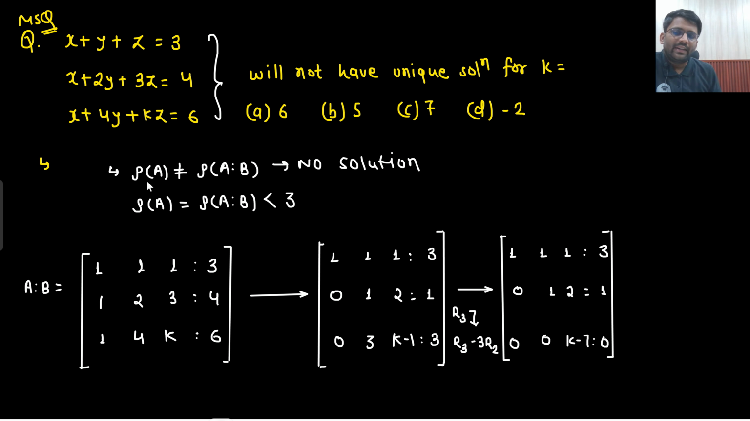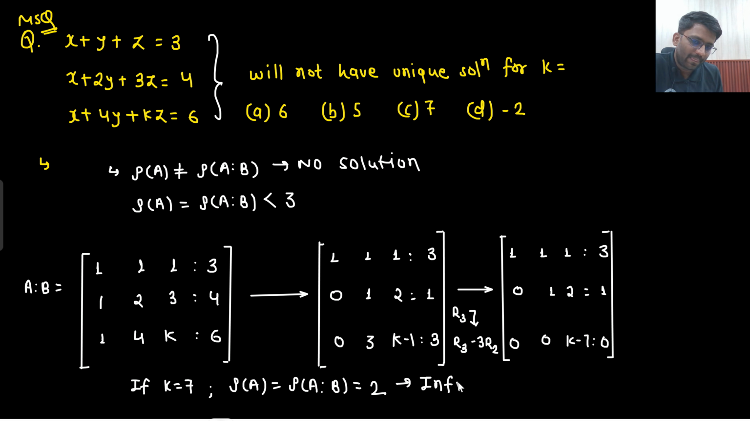Now let me know one thing. Can you ever get this condition? If I put k equals 7, then what will happen? Rank of A will become equal to rank of A augmented B, and that will be equal to 2. That will show infinite solutions. And if k is not equal to 7, then what will happen?